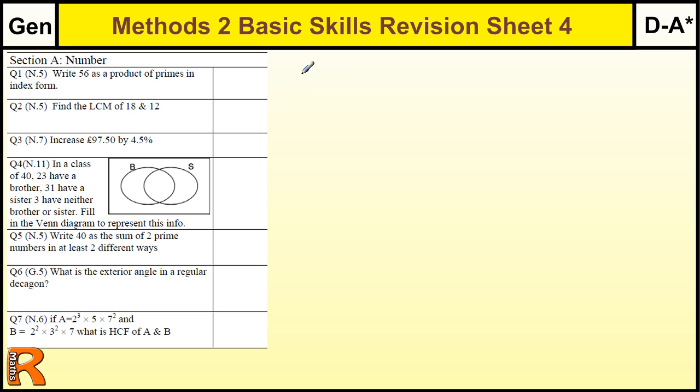So 56 is equal to 7 times 8. We're looking for a product of prime numbers. That means multiplying only prime numbers together. Now 7 is a prime number, but 8 isn't. 8 is equal to 2 times 2 times 2, and they're all prime numbers. So that's going to be in index form 2 to the power of 3 times by 7. We could have 7 times 2 to the power of 3, but it's better to write the small numbers first.